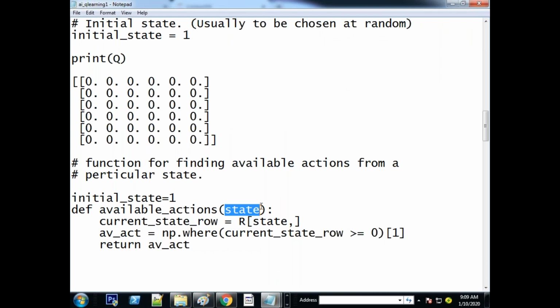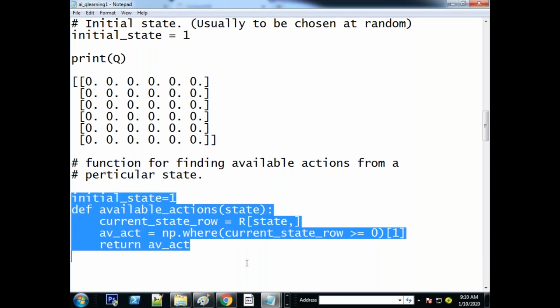I am passing the state number as an argument here. That particular row I am taking. If I pass 0, all 0-related actions we are taking. From that, the values greater than or equal to 0 we are taking. Our required information is in the column indexes. That's why index of 1. Finally, we are returning that array. All of you understood what we have done? Now I am keeping this space.